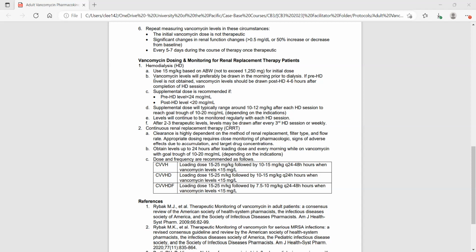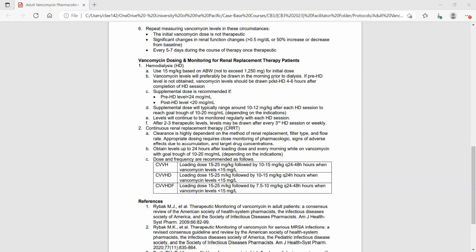So for hemodialysis, basically what you would do is dose based on weight, the initial dose. Typically, like I mentioned, it's always 15 milligrams per kilogram. For hemodialysis, you don't exceed 1250. And then you will get the next levels around the next dialysis. So for example, you give the dose today, and they're due for dialysis tomorrow. So you give the dose today, and then tomorrow, before the dialysis, you'll get the levels to see what they are.